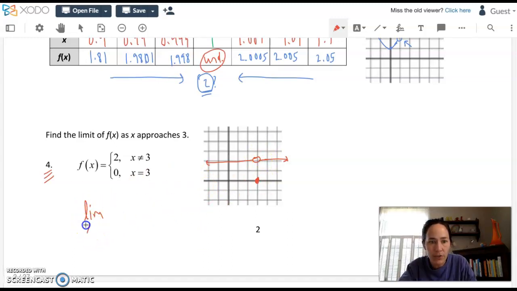What are you going to call the limit as x approaches 3? First of all, does it exist? And second of all, what number would it be? Are we up at this y value or are we down at that y value?